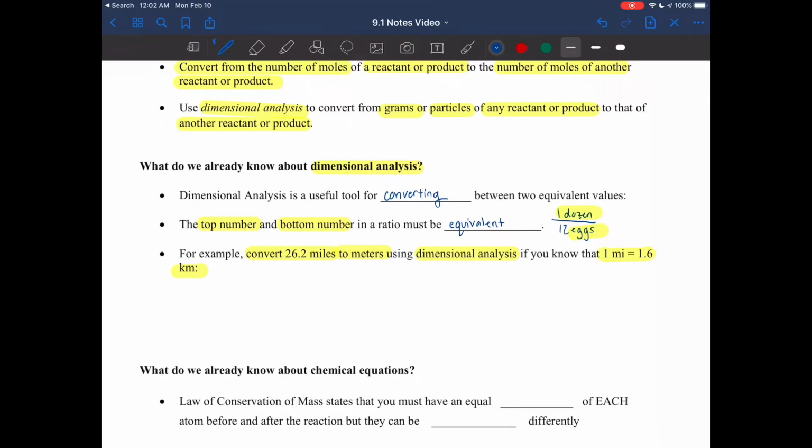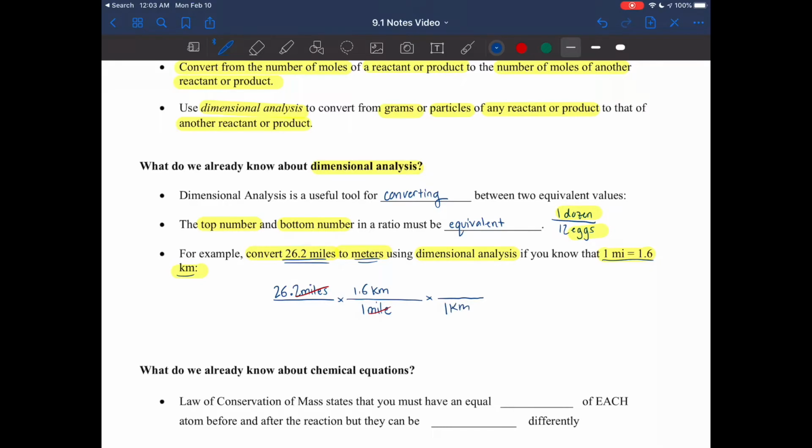So using dimensional analysis, we are just going to write down what we're given first. So that is going to be 26.2 miles. And we're trying to convert to meters, but we don't know how to get to that in one step. But we do have this conversion factor already. We know that 1 mile is equal to 1.6 kilometers. So we can put 1 mile on bottom here, so it cancels out with miles on top of our last number. And we're going to convert that to 1.6 kilometers.